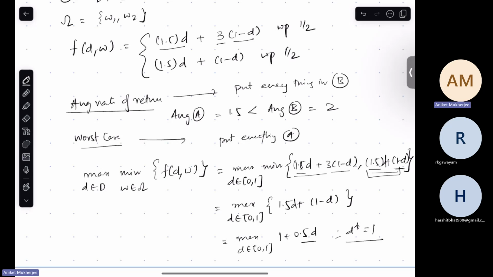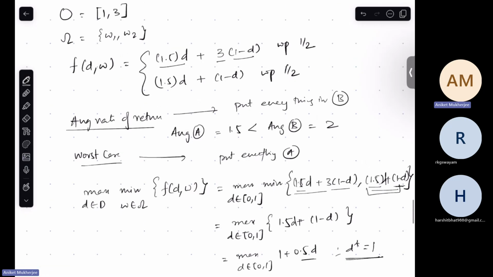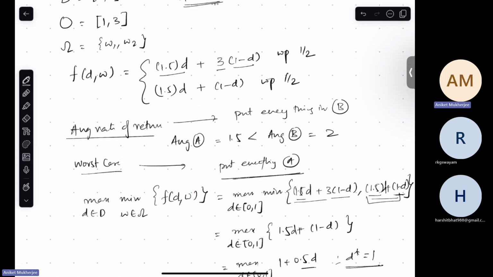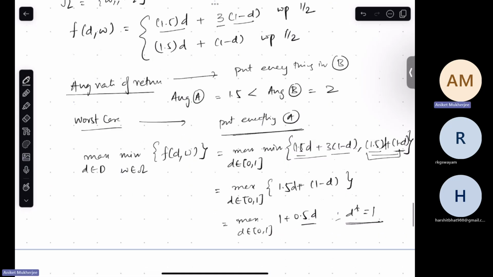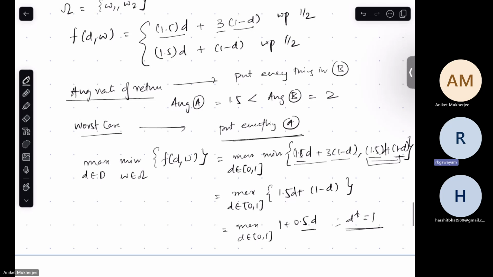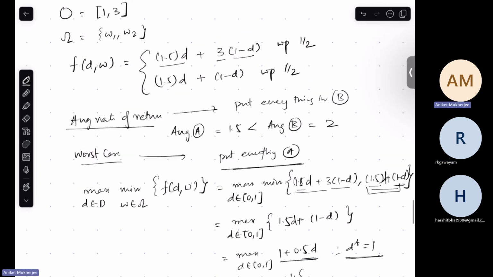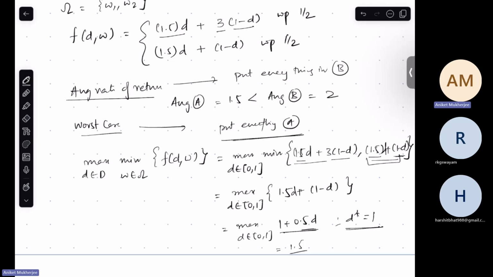So I hope this is clear. When I say D star is 1, that implies that I'm putting everything in A. Is this clear? This small calculation? Then the maximum value would be when I put the value of D equal to 1 here. The max value came out to be 1.5, but then what is the decision? So what is the decision D star? The best decision you can take is D star should be 1. When I mean 1, I mean put everything in A.